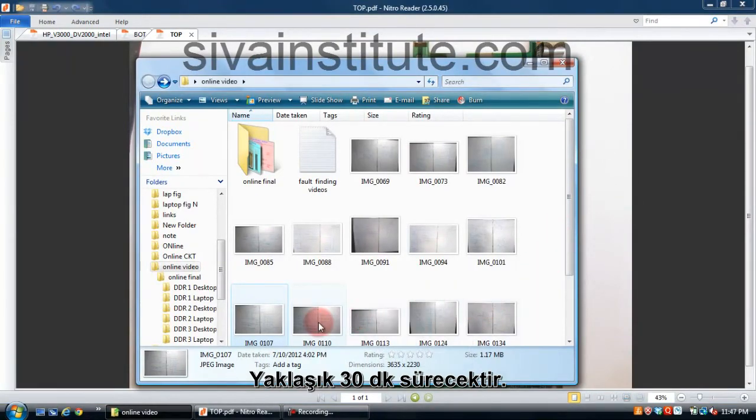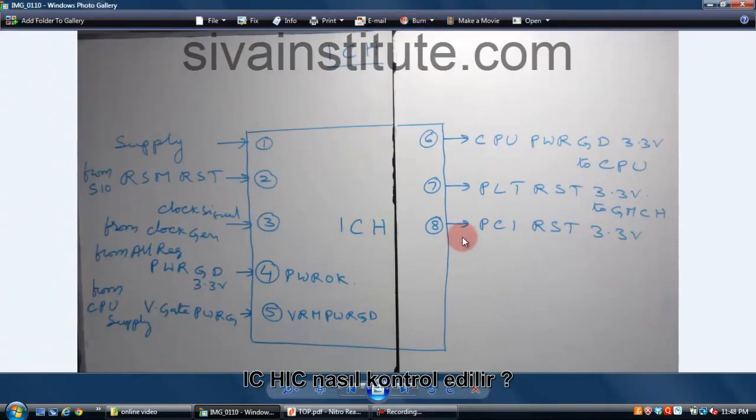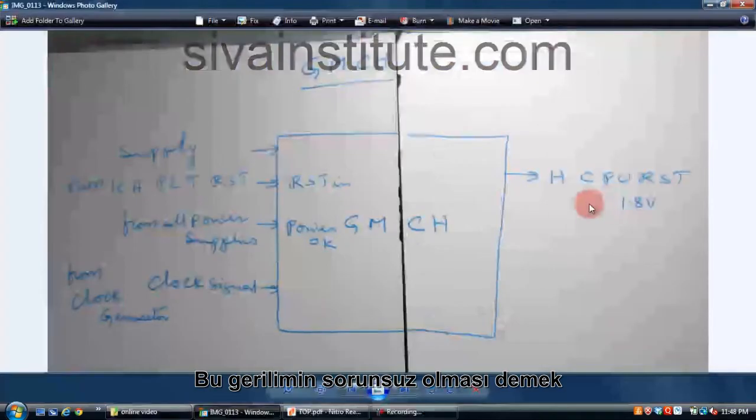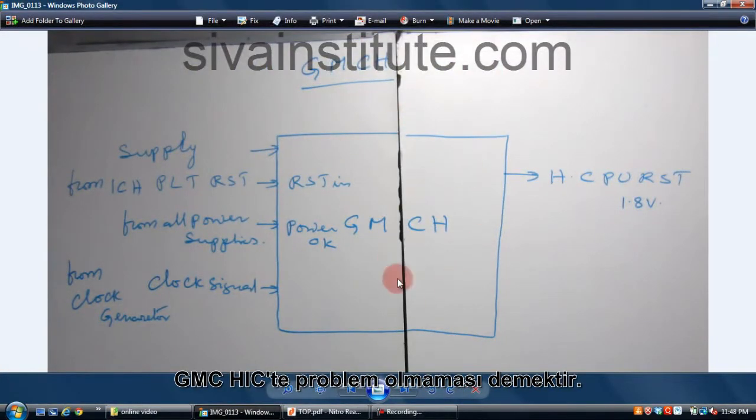Nearly a 30 minutes lesson: how to check the ICH? If these 3 supplies are okay, it means the ICH is okay. If there is no voltage, you should check all inputs. How to check, I will explain with voltages on the motherboard. If this voltage is okay, it means the GMCH is okay. If there is no voltage, you should check the input pins. I will explain how to check all this. This is also a 1 hour lesson.